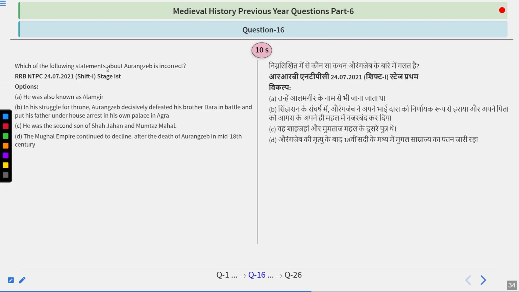Which of the following statements about Aurangzeb is incorrect? Options are: he was also known as Alamgir. In his struggle for throne, Aurangzeb decisively defeated his brother Dara in battle and put his father under house arrest in his own palace in Agra. He was the second son of Shah Jahan and Mumtaz Mahal. The Mughal Empire continued to decline after the death of Aurangzeb in the mid 18th century. So try to figure out this answer, guys.